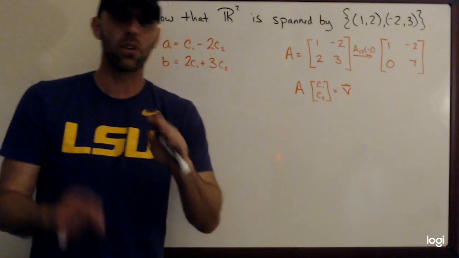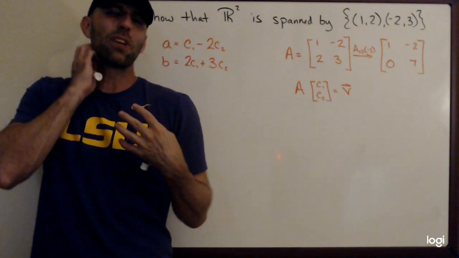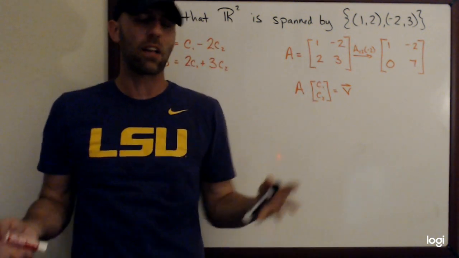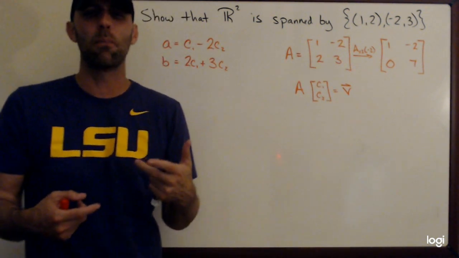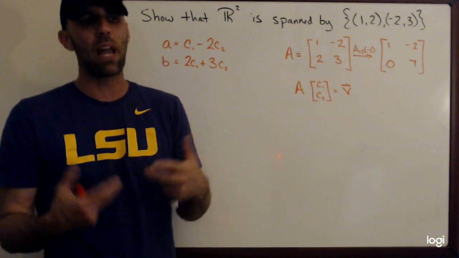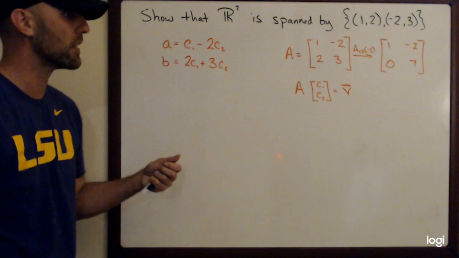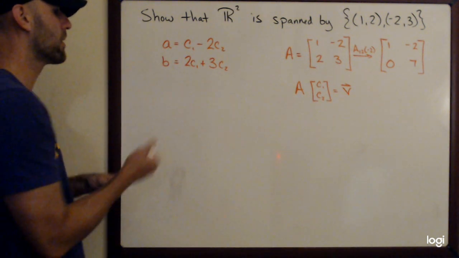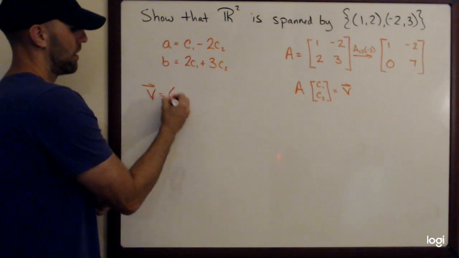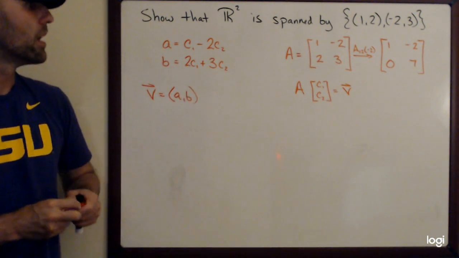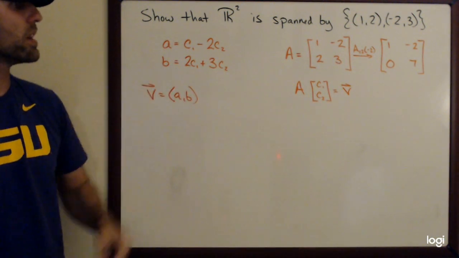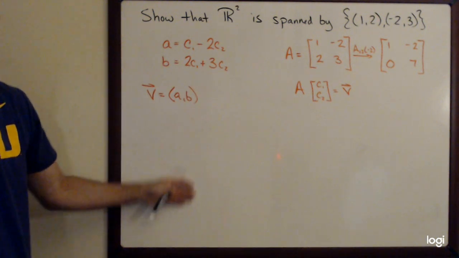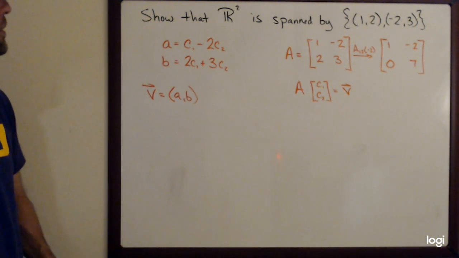Now, it's important to understand, I didn't actually find C1 and C2. I can't. I'm trying to prove that they exist for all possible vectors that you could choose, which means I can't come up with explicit values for C1 and C2. I could, given any given vector, just by solving this, but I've shown that every possible vector that you could give me, every V, which is (A, B), has a solution. It has a C1 and a C2 where you can create this vector. These are all the vectors in R2. So yes, R2 is spanned by these two vectors.